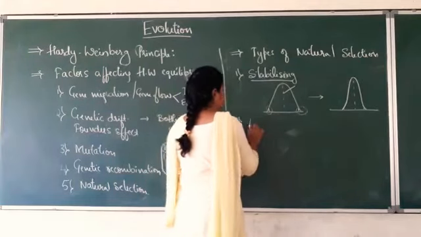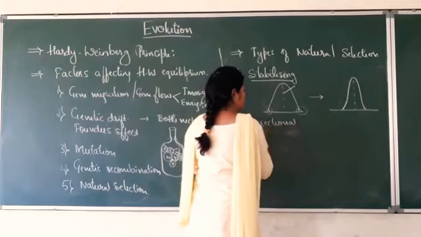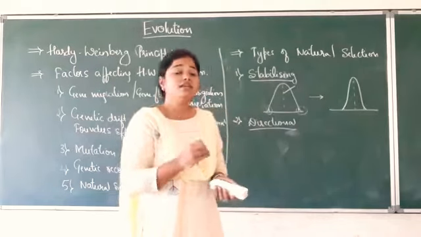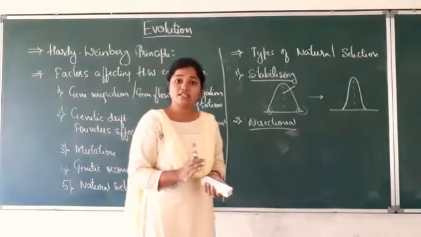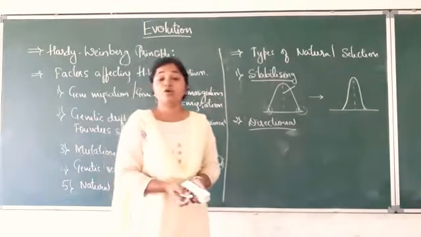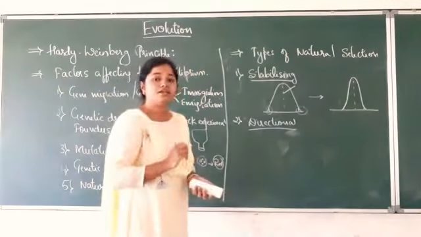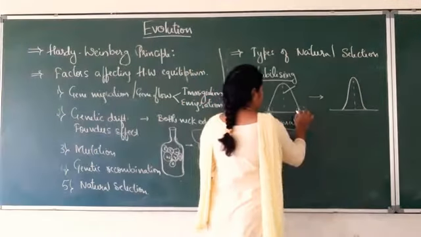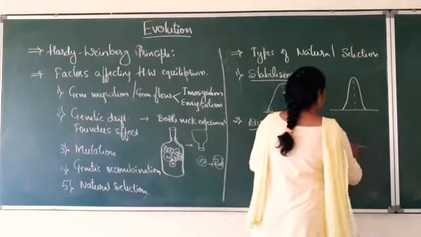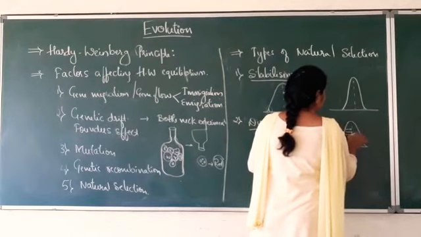Right? So the second type is directional natural selection. What do you mean by directional natural selection? Here nature is going to select the organisms which are more adapted. For example, industrial melanism or DDT-resistant mosquitoes. So even at the beginning it is going to have the same graph. Here what happens is nature is going to select in only one direction.